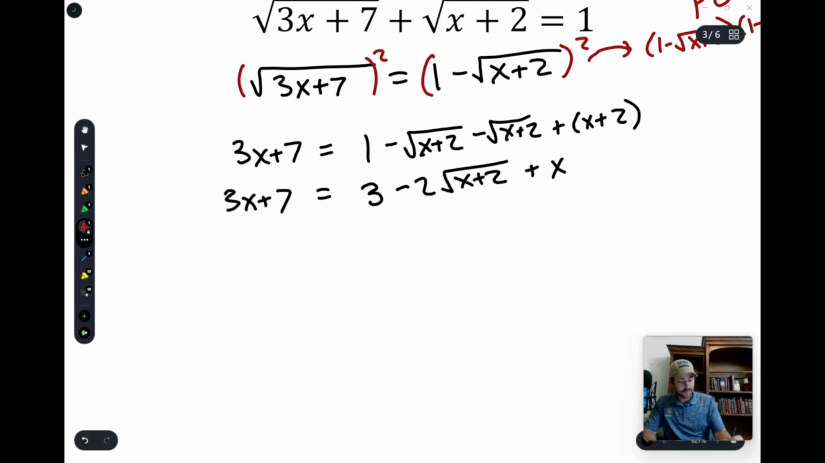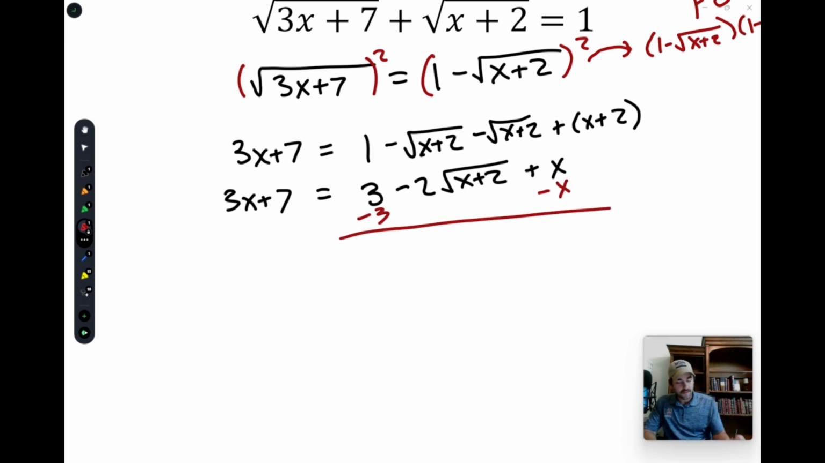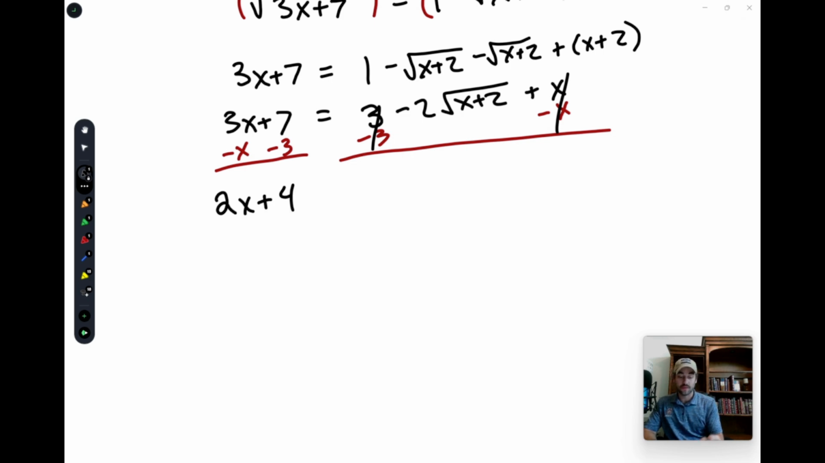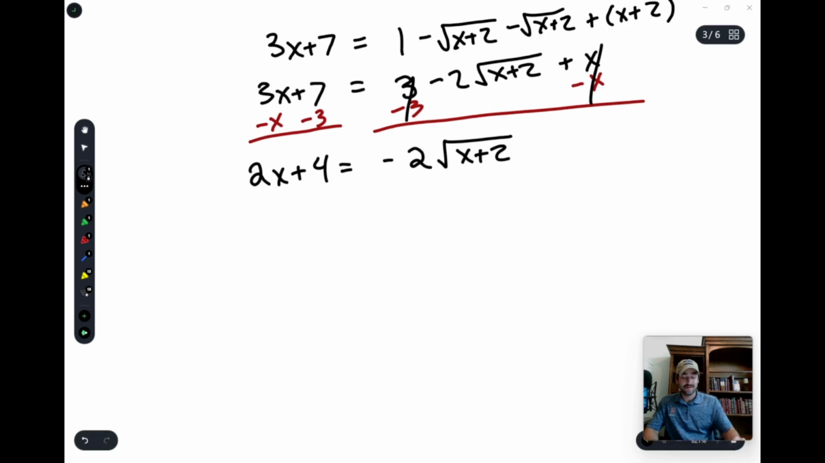And so I'm going to move over one of these x's. And I'm going to move over this 3. And what you do to one side, you have to do to the other side. Make sure to line them up with their like terms, same variable, same exponent. Those are going to cancel out or turn into 0 because 3 minus 3 is 0. We're going to be left with 2x plus 4 equals negative 2 root. We're getting close to getting this root out of here, which is going to be awesome. That's what our goal is.